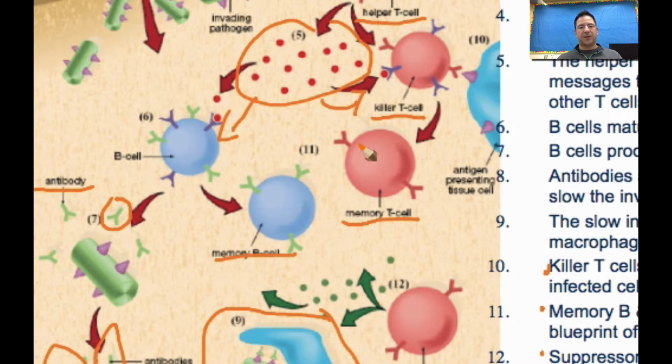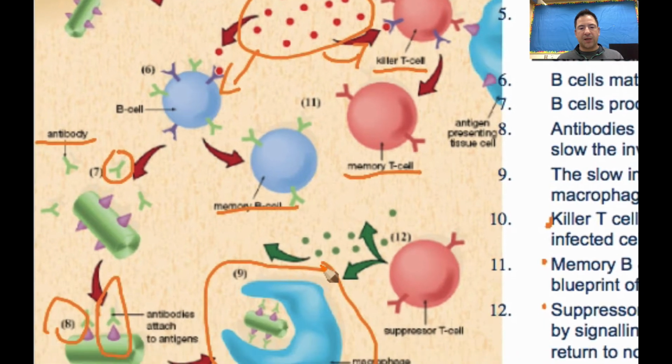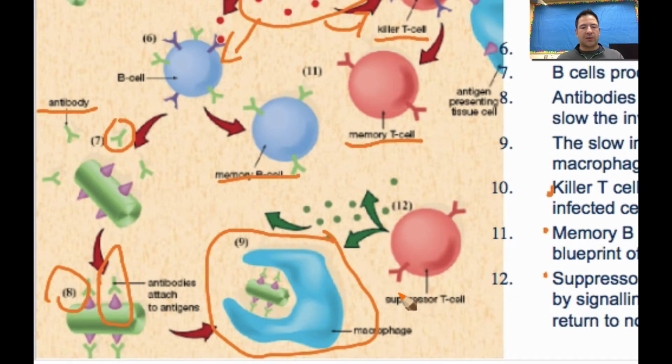And so what's going to happen here with these memory cells, sorry, I crossed that out, these memory cells is they're going to do exactly as they state. They're going to create a blueprint for that invader's antigen, so those protein markers, and it's going to remember those for future exposures. So now, in the last step, we're going to see the suppressor T cells.